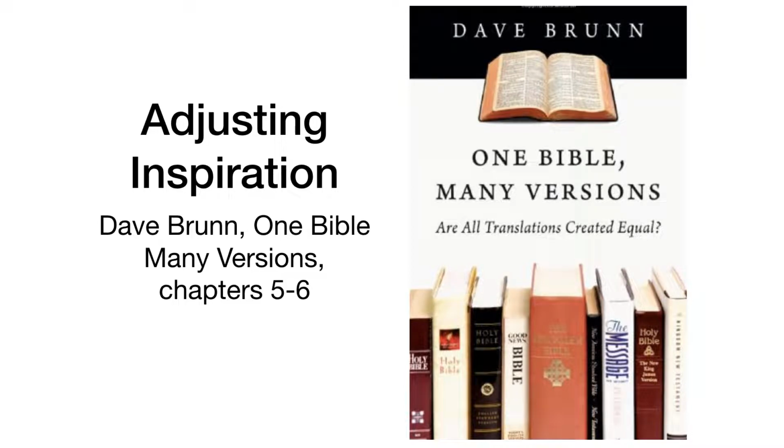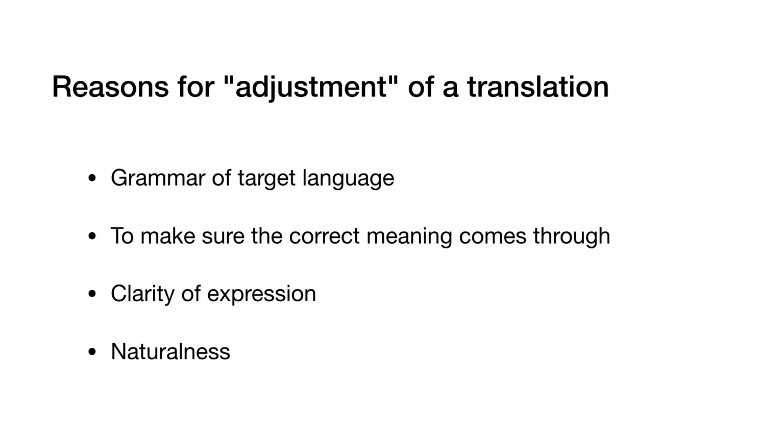In Dave Brunn's One Bible Many Versions, chapters 5 and 6, he discusses ways in which a translator might be forced to, quote, adjust their translation in order to create a clear and accurate translation. He suggests that there are four areas or four reasons that might lead to an adjustment of a translation, including the grammar of the target language, to make sure that the correct meaning is coming through, the clarity of expression, and the naturalness of the expression.